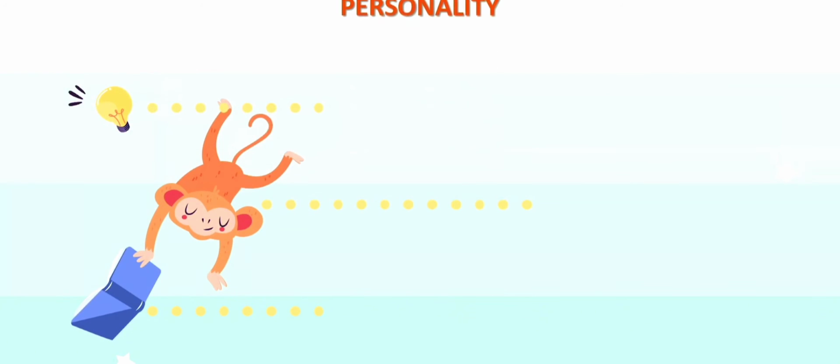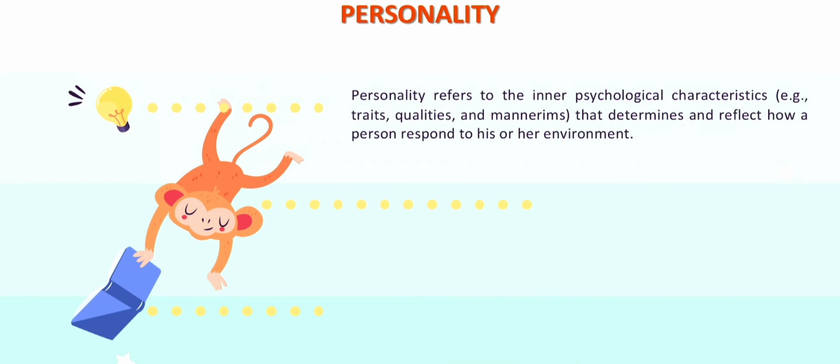Then the last is personality. Personality refers to the inner psychological characteristics, like traits, qualities, and mannerisms, that determine and reflect how a person responds to his or her environment. Personality is the essence of individual difference. No two people are alike in terms of personality, but they may be similar in terms of particular personality characteristics. Also, personality tends to be consistent and enduring.